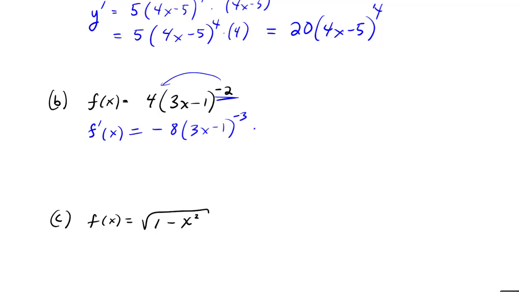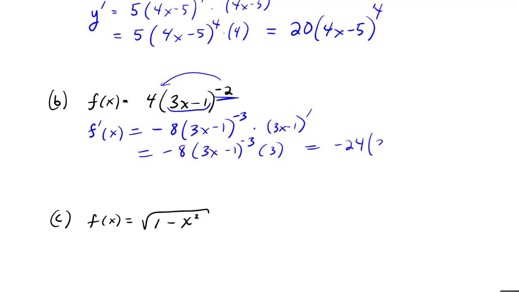Then I have to go inside and deal with the something that was there, so I need the derivative of 3x minus 1. So minus 8 times 3x minus 1 to the minus 3, and the derivative of 3x minus 1 is 3, and so I get 3 times negative 8 is negative 24, times 3x minus 1 to the minus 3. Okay, and so that's working very similarly.